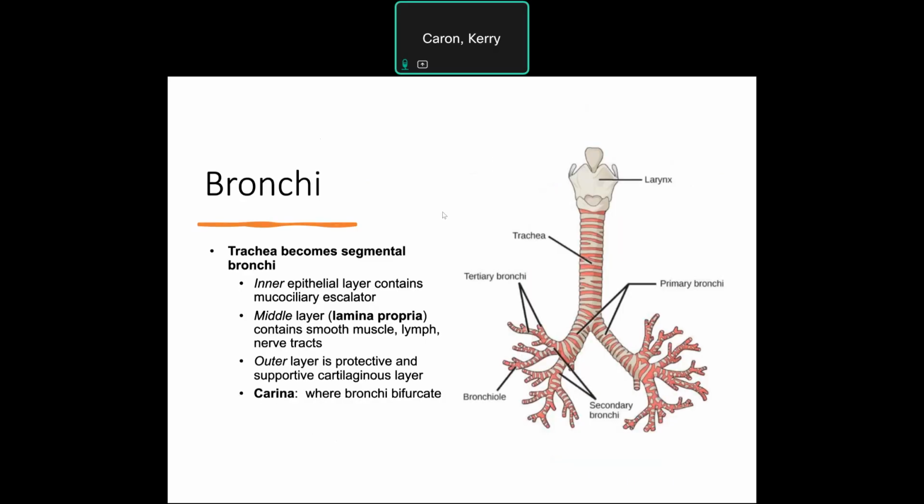Here's the bronchi. So the trachea gets segmented, and we have an inner epithelial layer that has that mucociliary escalator. We have a middle layer that has smooth muscle, lymph, and nerve tracts. We have an outer layer that's more protective. It's got cartilaginous rings. The carina is where they bifurcate, so at the splitting point.